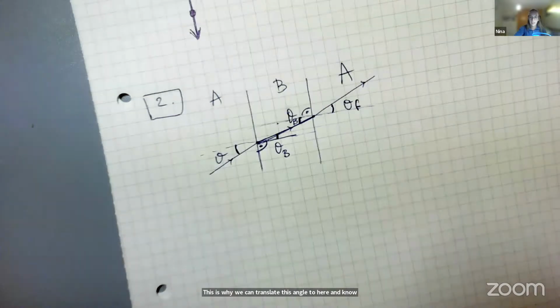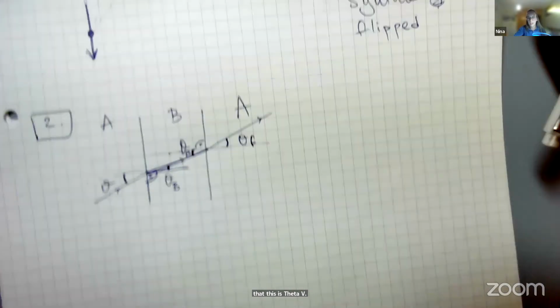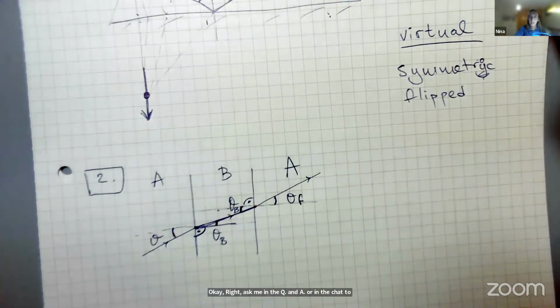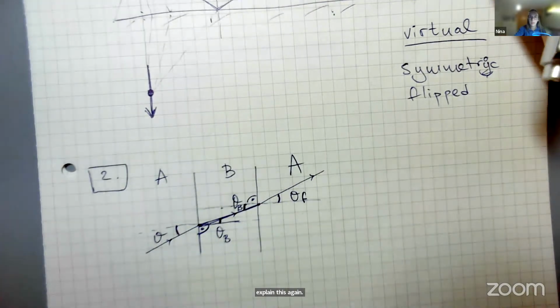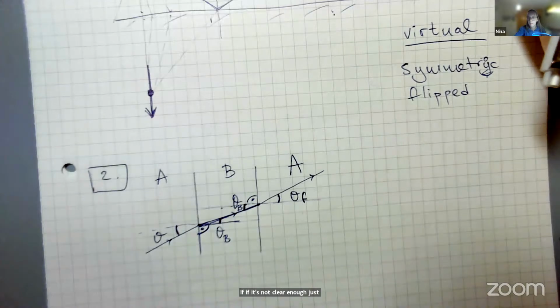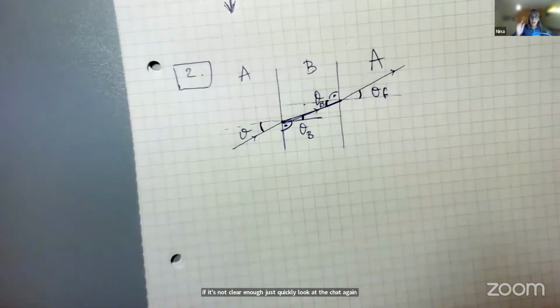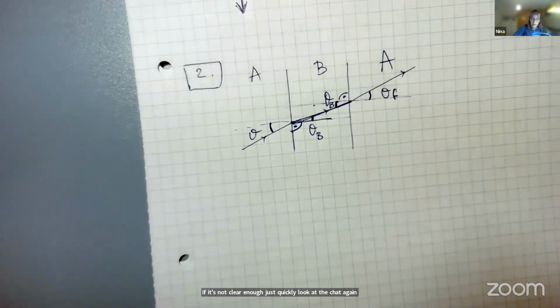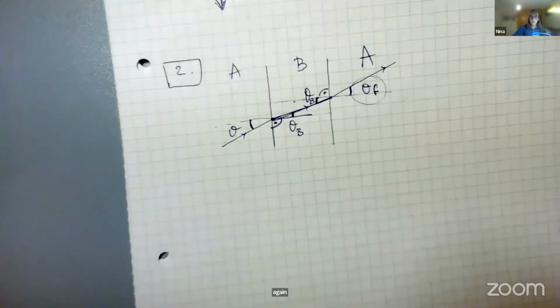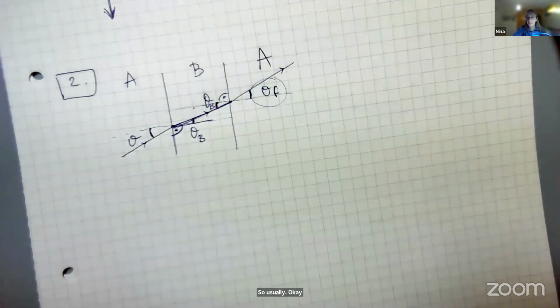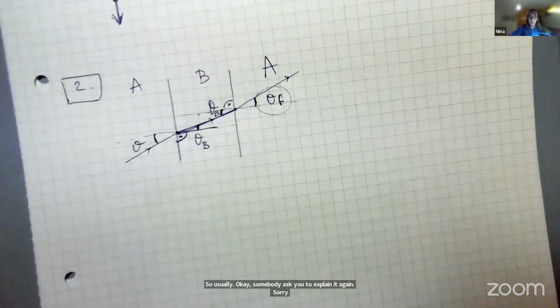All right. Ask me in the Q&A or in the chat to explain this again if it's not clear enough. Just quickly look at the chat again. Okay, so we have all our angles and we're after this one. So usually, okay, somebody asked, can you explain it again? Sorry. Yes, of course. That's what I'm here for.